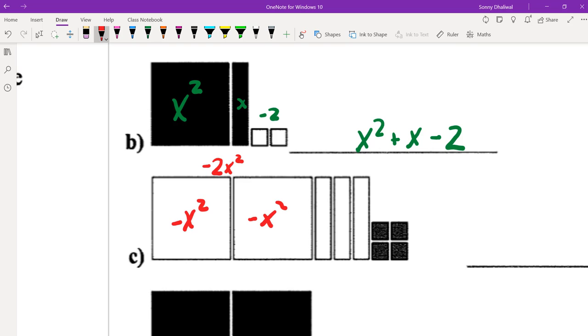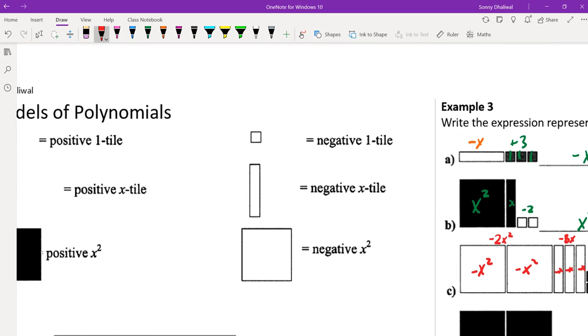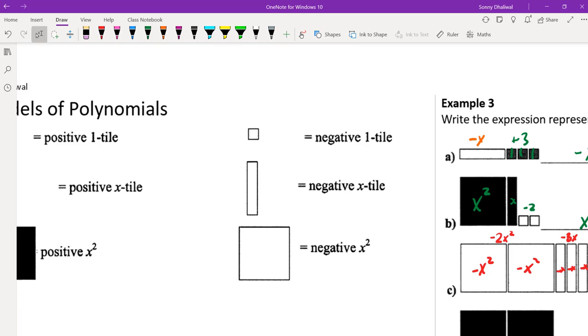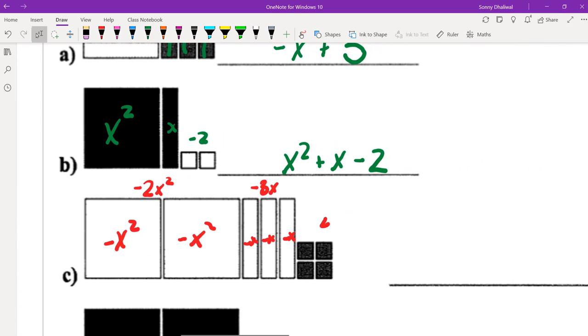All right, Hannah, what do the rectangles represent? Negative x. And how many do we have of those? 3. So this would be negative 3x. All right, last one. There's 4 positive... not x's, there's no x. What do the small squares represent? It's just a tile, so it'd be just 4, a whole number. Then we put each individual piece together. We have negative 2x squared minus 3x plus 4.